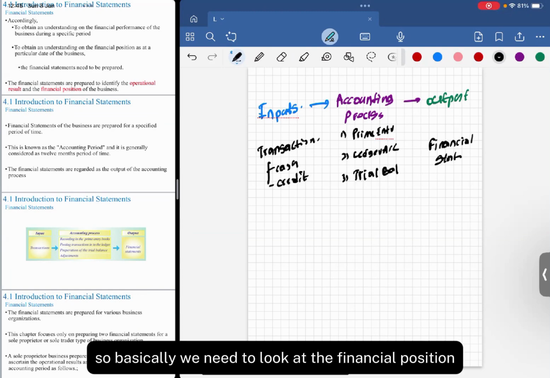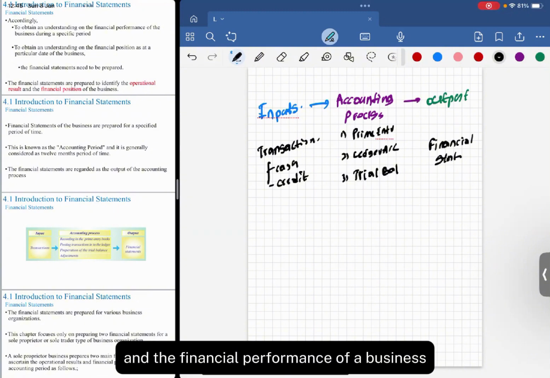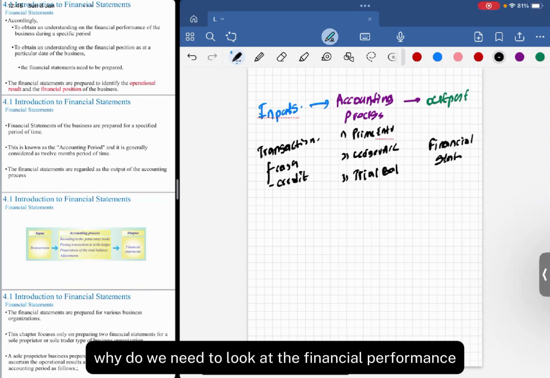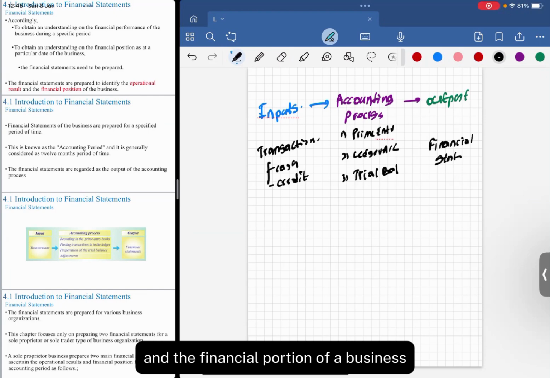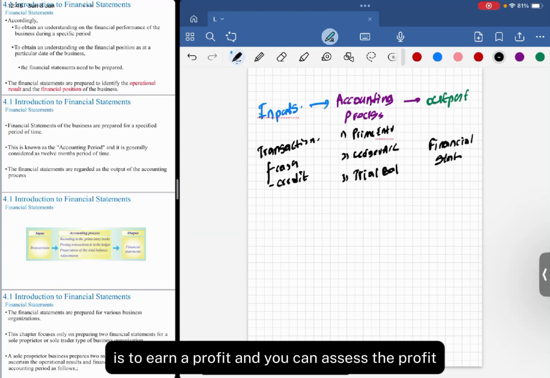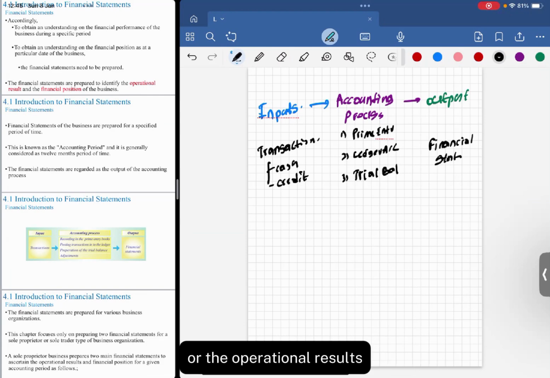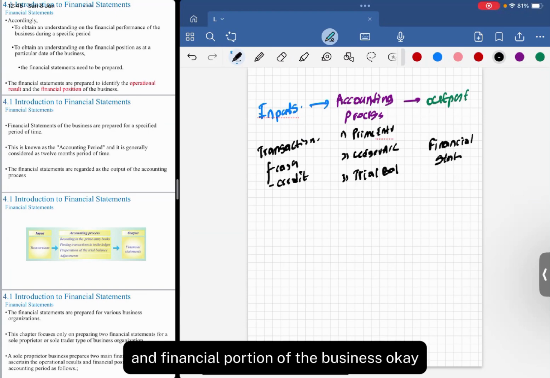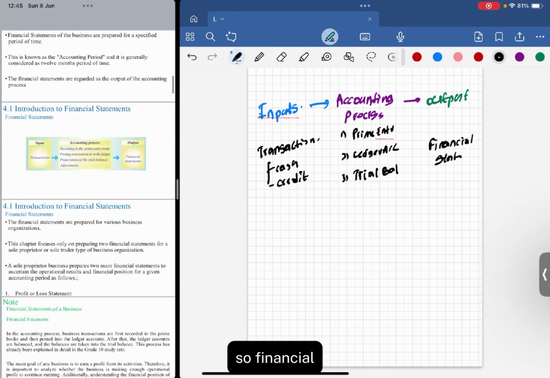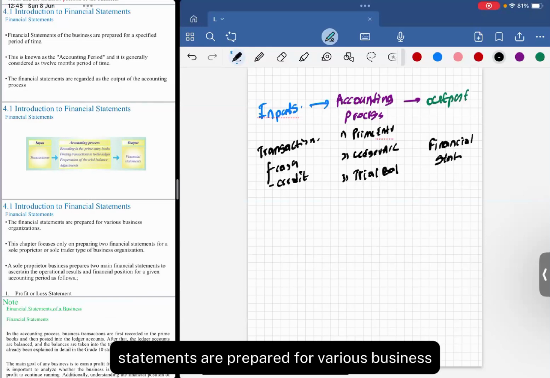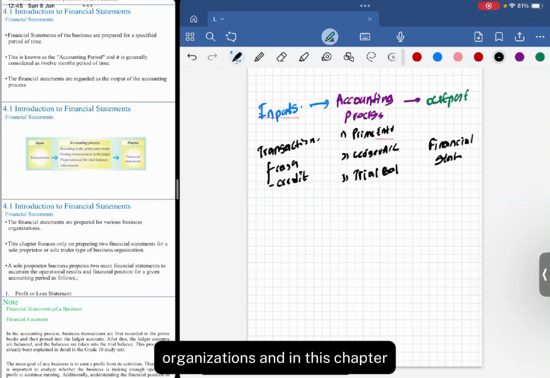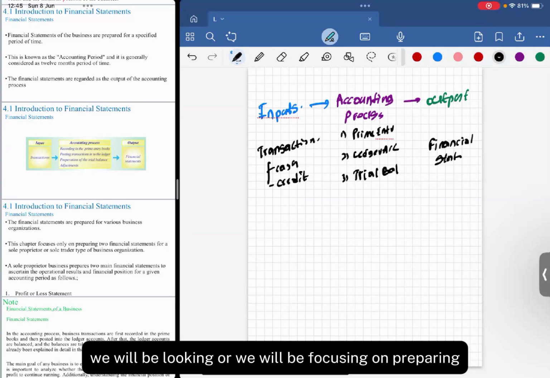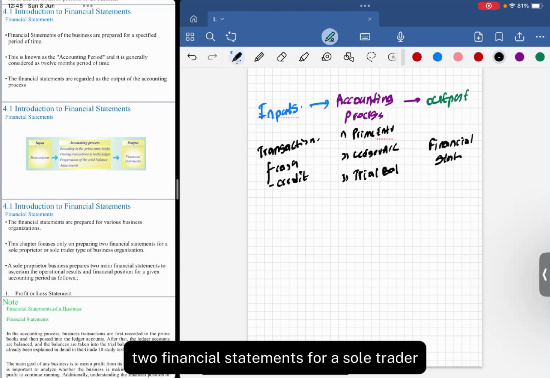Basically, we need to look at the financial position and the financial performance of the business. For that, we need financial statements. Why do we need to look at them? Because the main objective of business is to earn a profit, and you can assess the profit by looking at the operational results and financial position of the business. Financial statements are prepared for various business organizations, and in this chapter we will be focusing on preparing two financial statements for a sole proprietor or sole trader type of business organization.